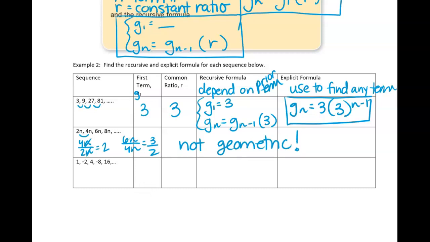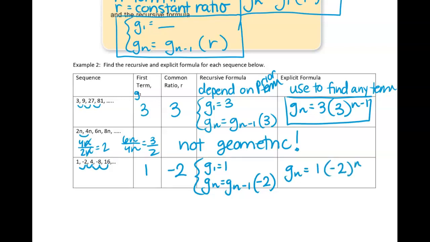Next one, negative 2 over 1 is negative 2. 4 over negative 2 is negative 2, negative 2, negative 2. So r is negative 2. First term is 1. Recursively, g sub 1 equals 1, and then g sub n is equal to the prior term, g sub n minus 1, times negative 2. Now our explicit formula, g sub n is our first term, 1, times our r, negative 2, to the power of n minus 1.